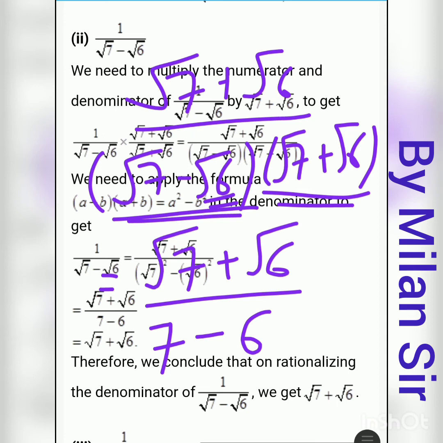Okay, x square minus y square: first term square minus second term square. First term is under root 7, so under root 7 square is only 7. Then negative sign as per the formula, and second term square. Second term is under root 6, under root 6 all square is 6 only.